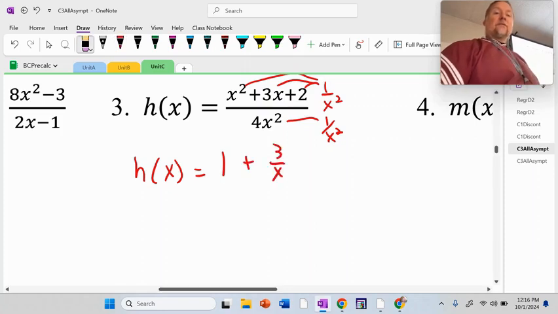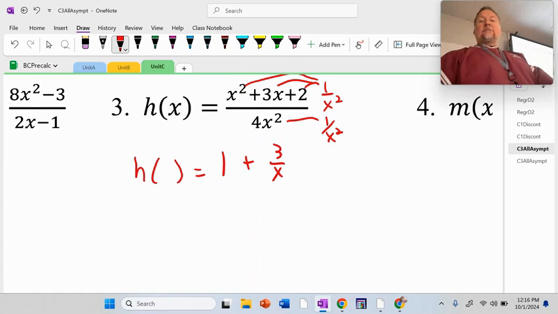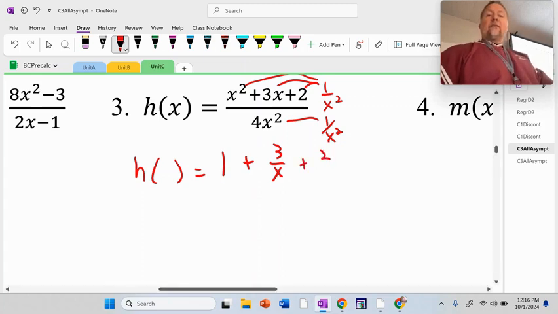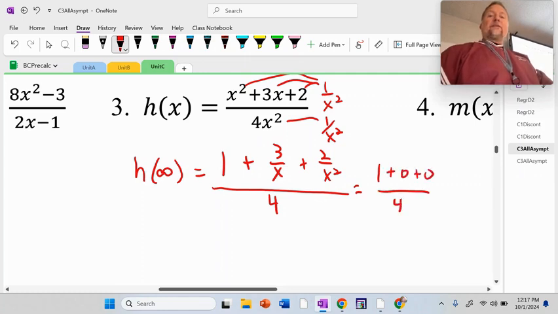And actually, I don't want this. I'm going to erase that. What am I going to plug in there? Infinity. Okay. And then this becomes 2 over x squared. And then this becomes 4. Hey, what happens when I plug in infinity? What do I end up getting? 1 plus 0 plus 0 over 4 conceptually. What do I end up getting?